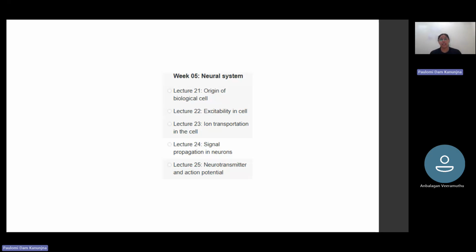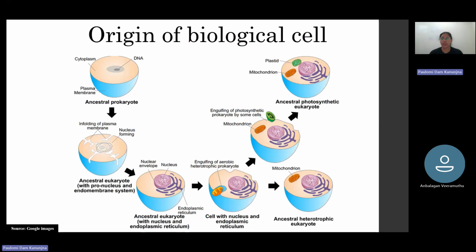And then the fourth lecture was about the propagation in the neuron. So you have a signal generated, the signal is propagated. And the last lecture of that week was neurotransmitter and action potential, which is basically completion of the entire circuit of neuron transmission, right? Okay. So I will not go into the details of this topic. This is just here to remind you what all you did in that section.